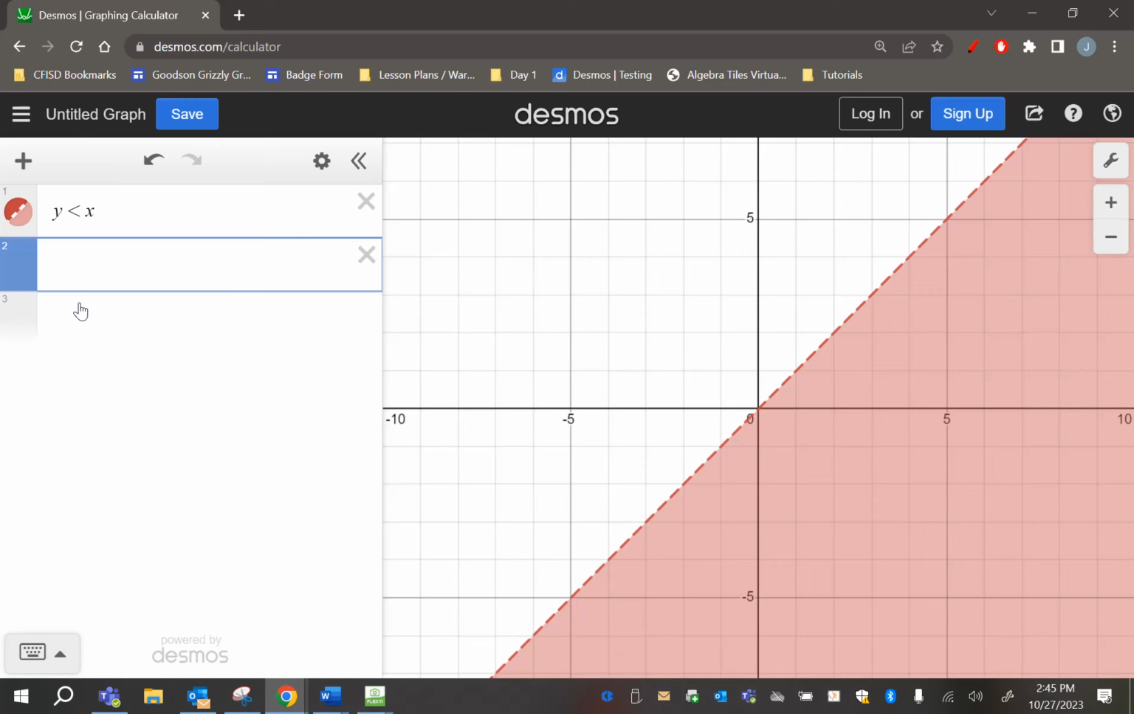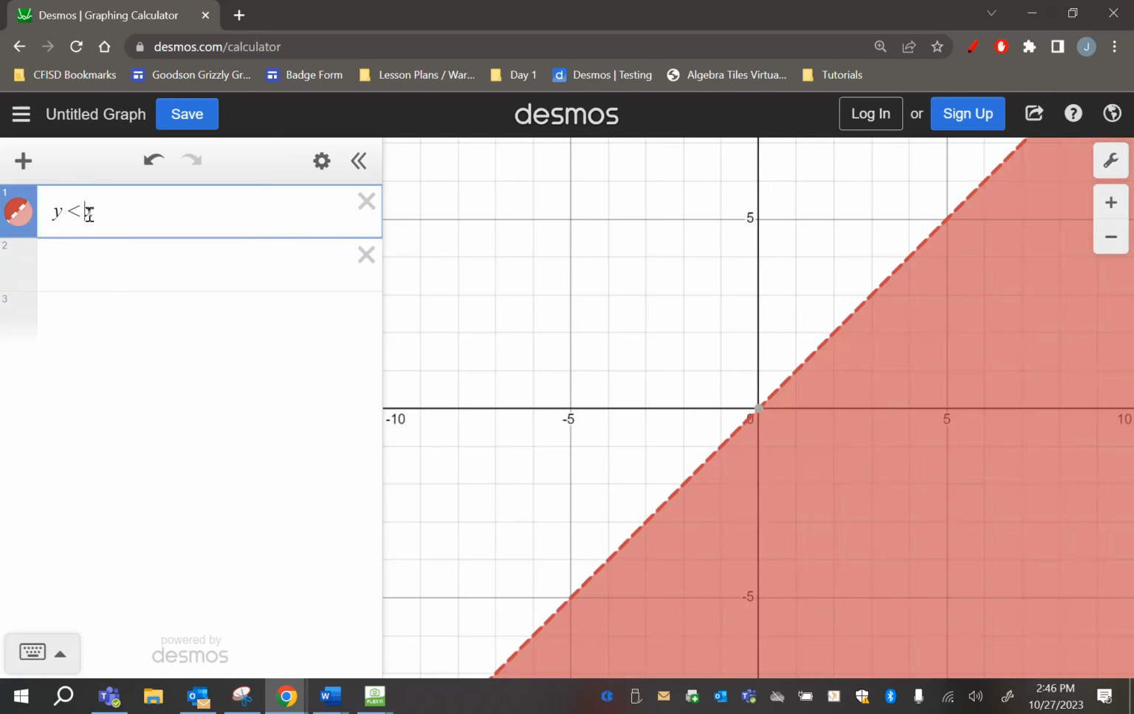And the reason why it's dashed, it's sort of like an open circle. When you have just a less than symbol, an open circle represents where it is not a solution, but it's the boundary of our solutions. The dashed line represents the places where the inequality is not true, but it again is the boundary of the solution set.